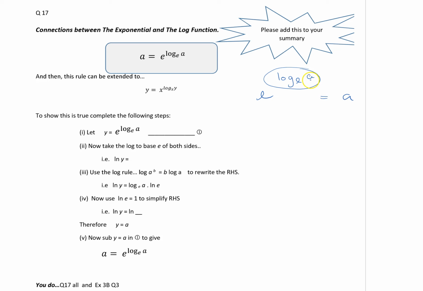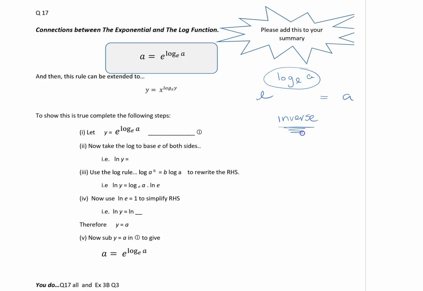So I started with A, I performed one operation called the log, I performed a second operation called the exponential, and I got back to A. So what it's demonstrating is that the exponential undoes what the log function does. Now, when one undoes the other, they're called the inverse. So the exponential is the inverse of log. It undoes it. It's a little bit like squared and square root. If I square a number and then I take the square root of the result, it gets me back to the original number.